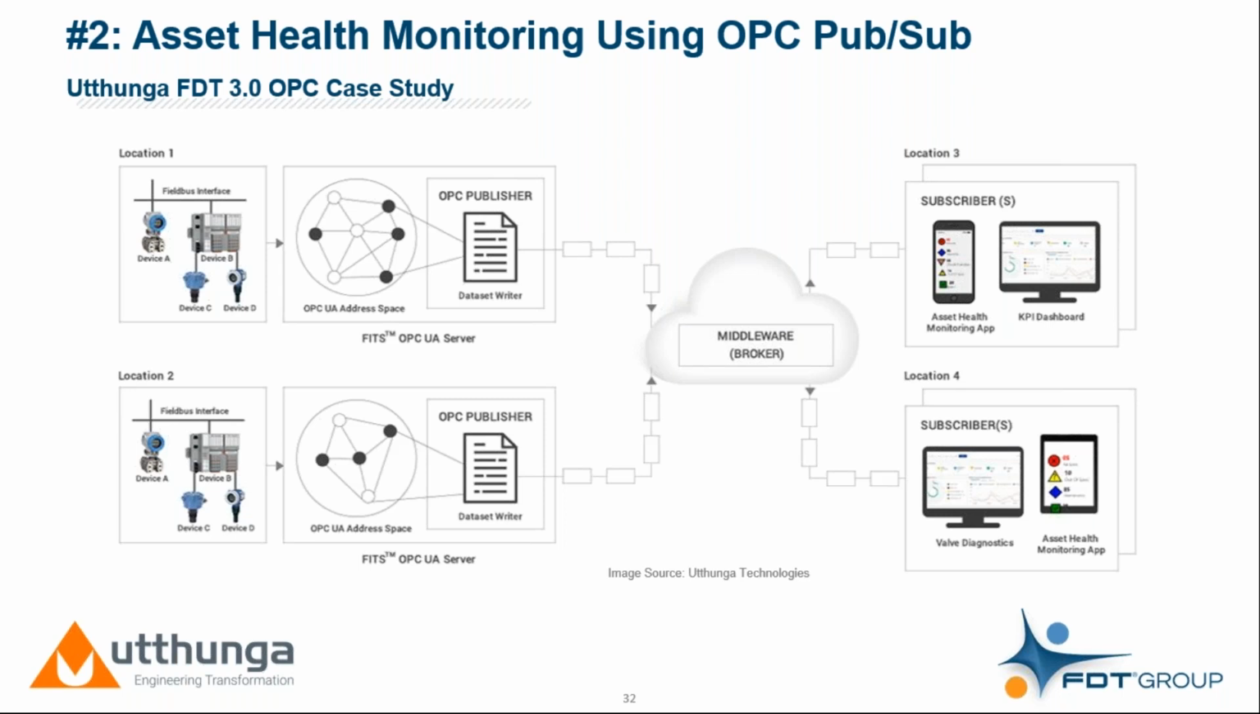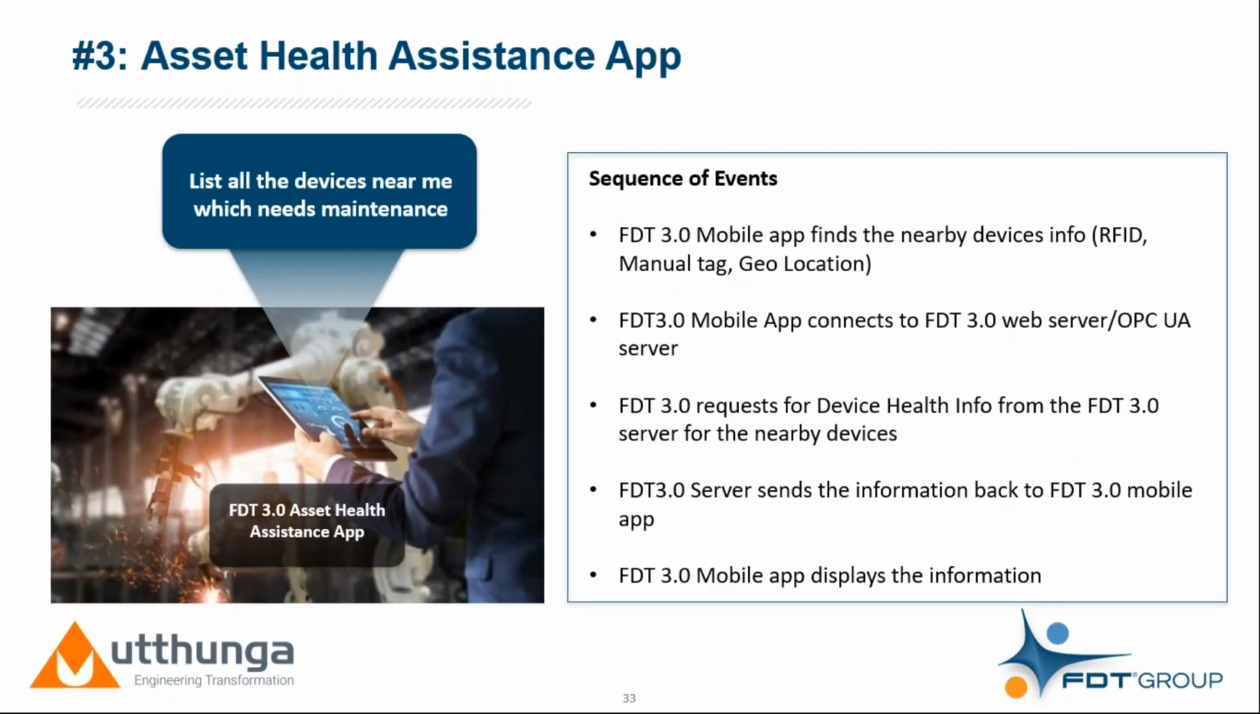And also, since it is a pull mechanism, you don't need to keep asking for the information, give me this data, give me this data. Instead of that, the data is available only when there is a change in the data. So this has been achieved by using the OPC PubSub mechanism. Next.